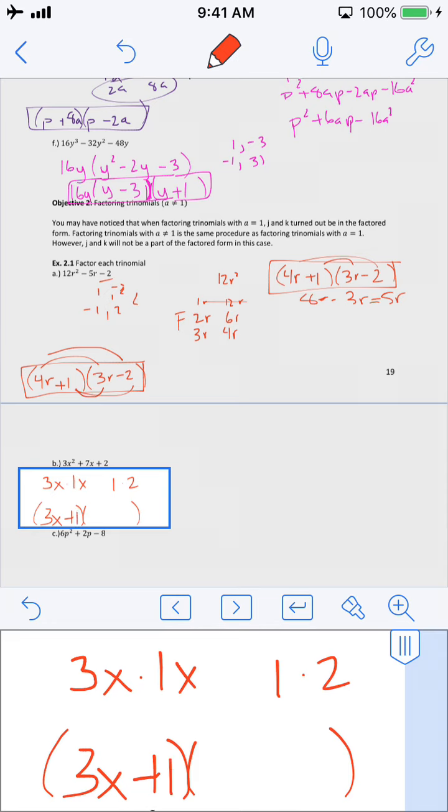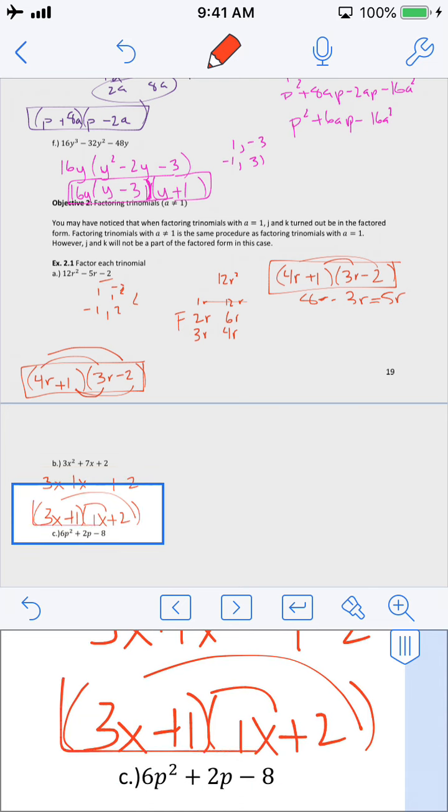How about 3x plus 1 and 2x plus 1? We get 6. No, not 2x plus 1. Sorry, 1x plus 2. We get 3. No. On the outside, we get 6, and 1 makes 7. So we're done.